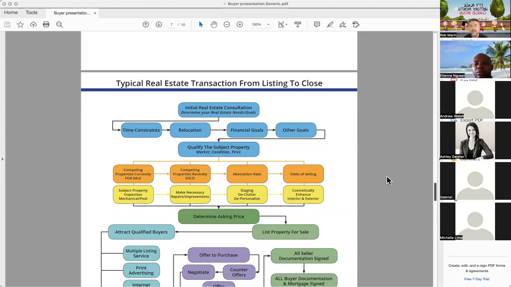But I've also had a lot of clients who say, I actually want to read through this, and they don't want to do it electronically. So I print out the listing agreement and I hand it to them.